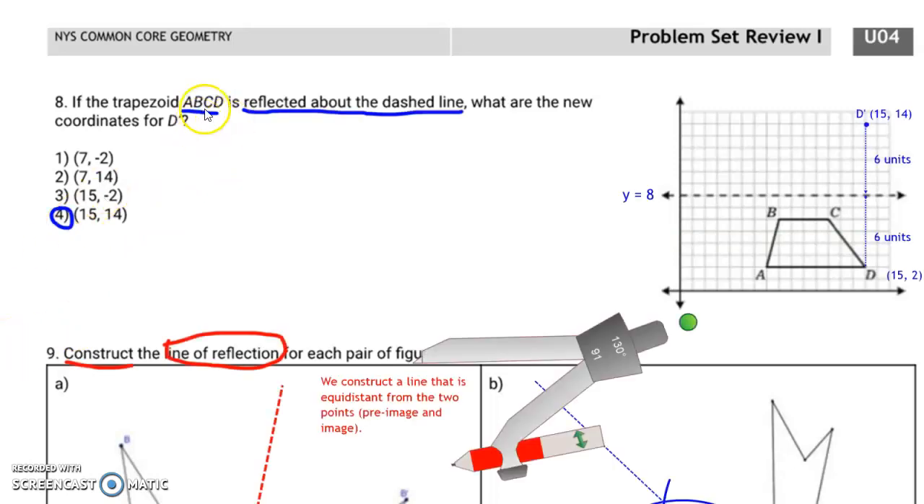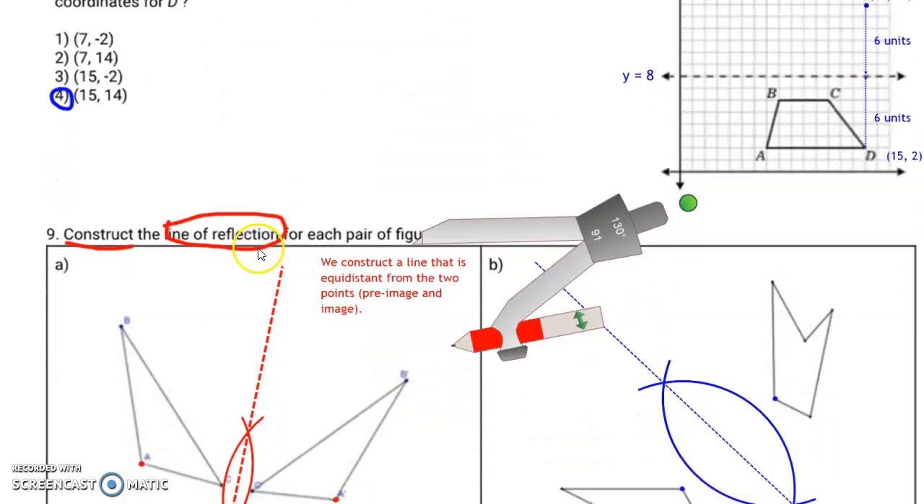Okay, here we go. In this case, we're reflecting about the dashed line. The dashed line is y = 8. We count 6 units from D to the line of reflection, which means 6 units from the line of reflection to D prime. 15, 14, just got to count those real careful.